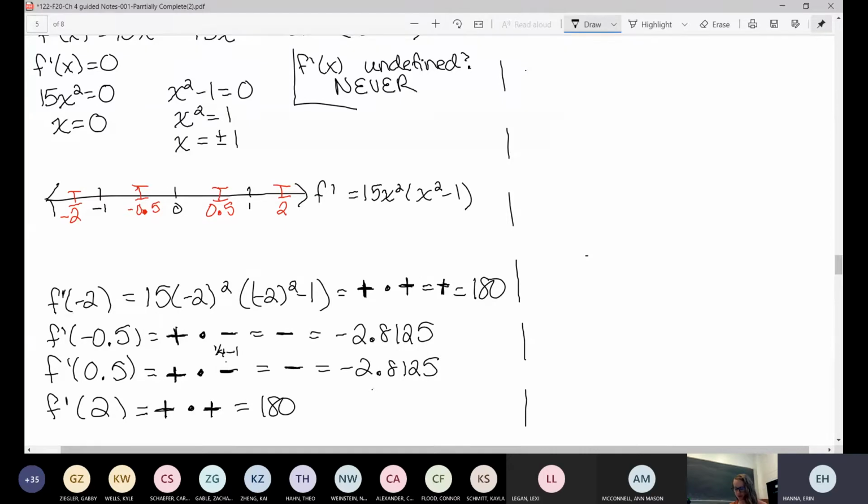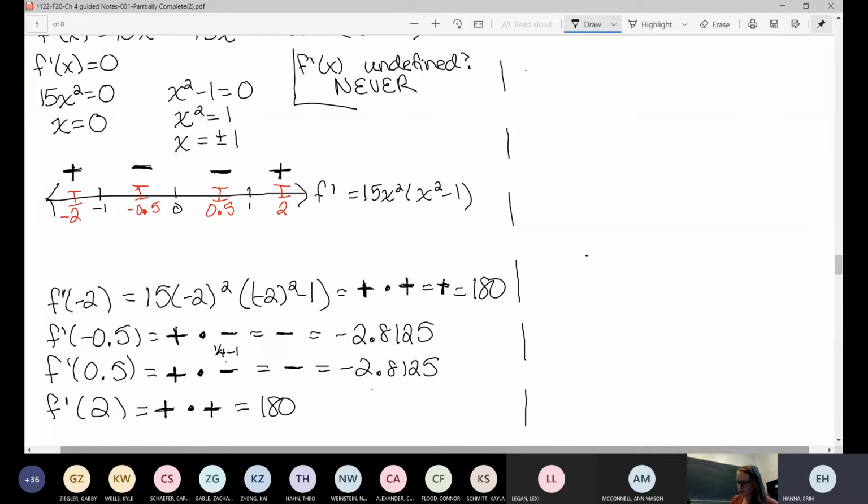Not all functions are going to be that symmetric. Notice how my numbers are the same in each case. That's not always going to happen. So when we plugged in -2, we had a positive, then a negative, then a negative, then a positive.